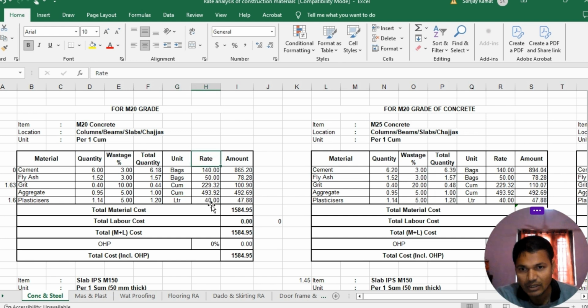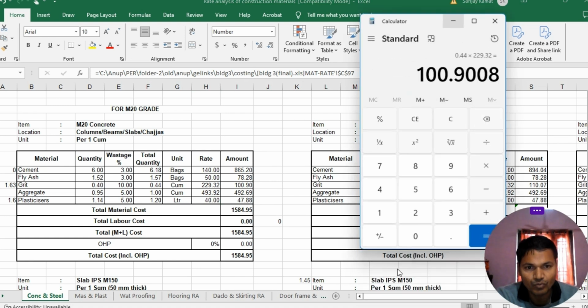Now the rate is how much here? The rate is 40. Now multiply 40 with 1.20.